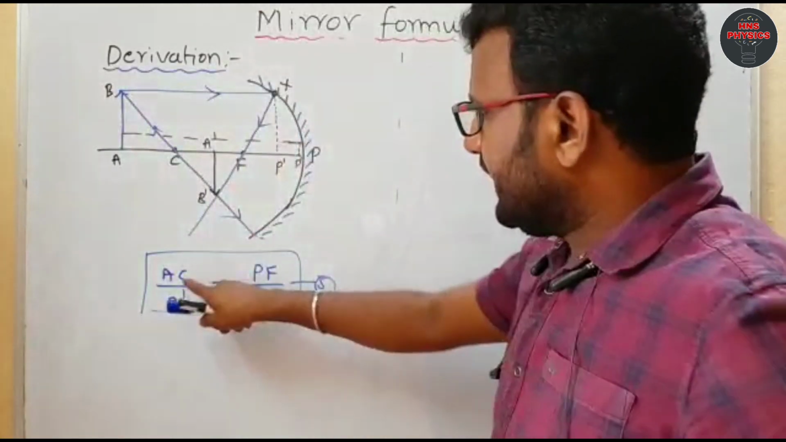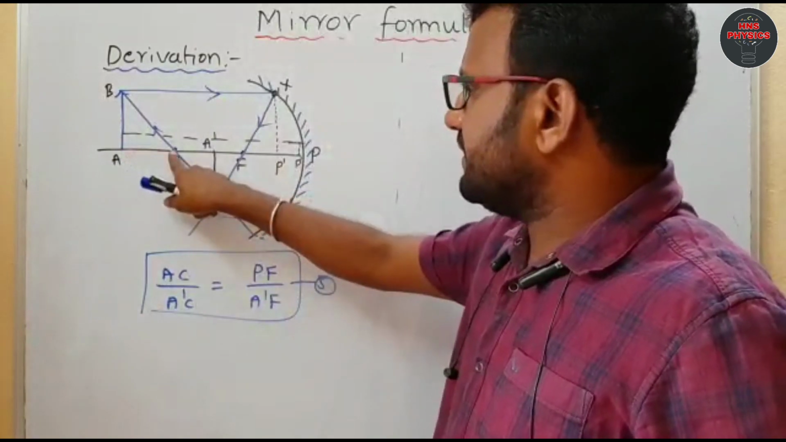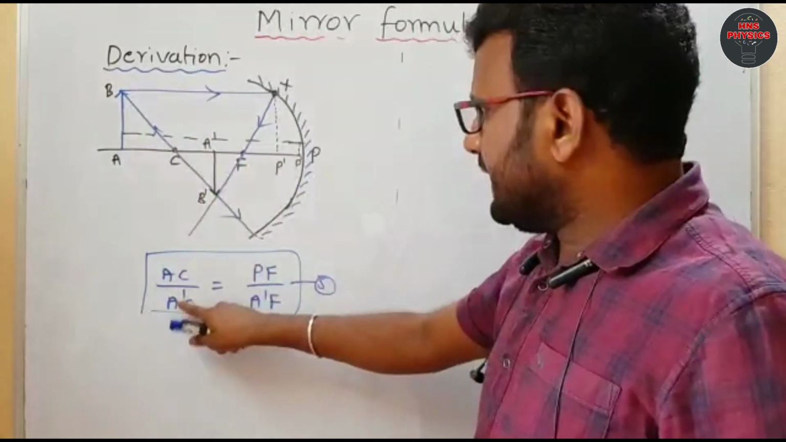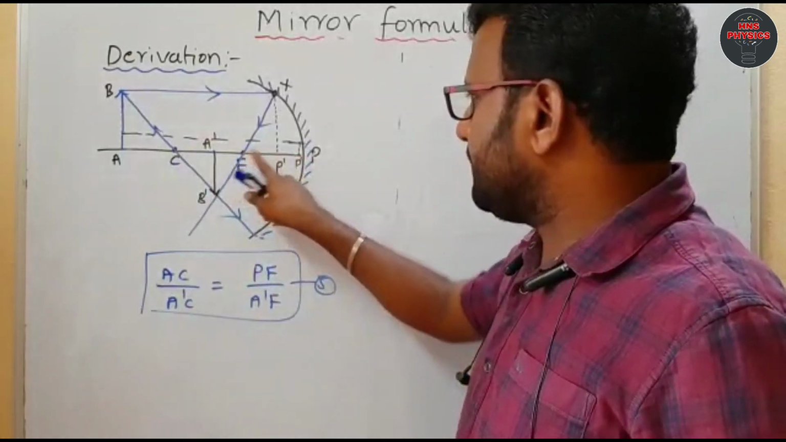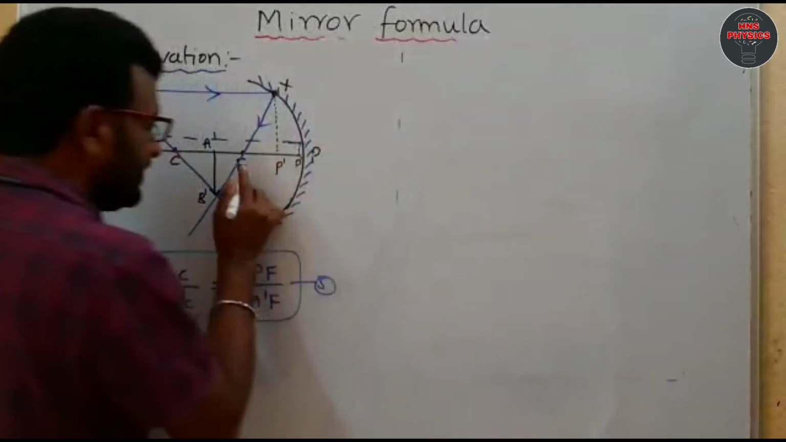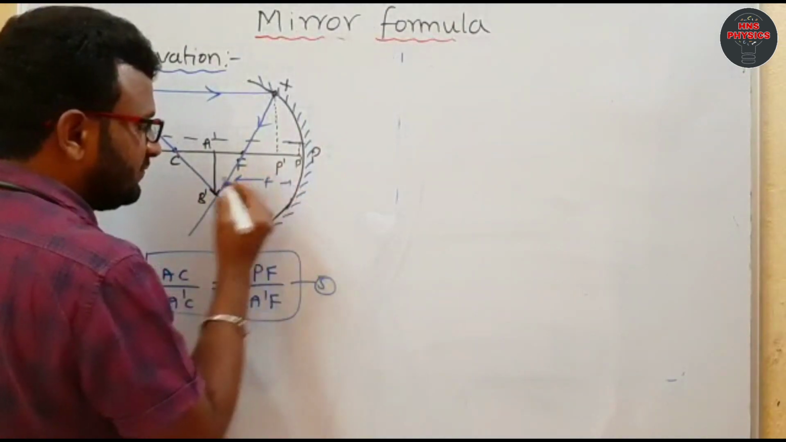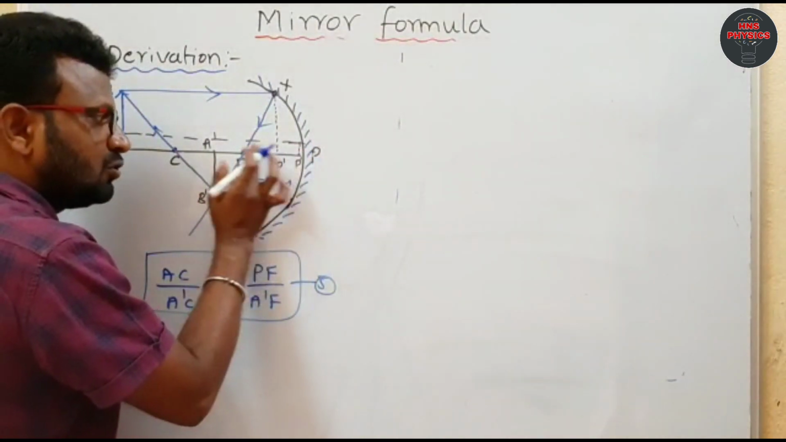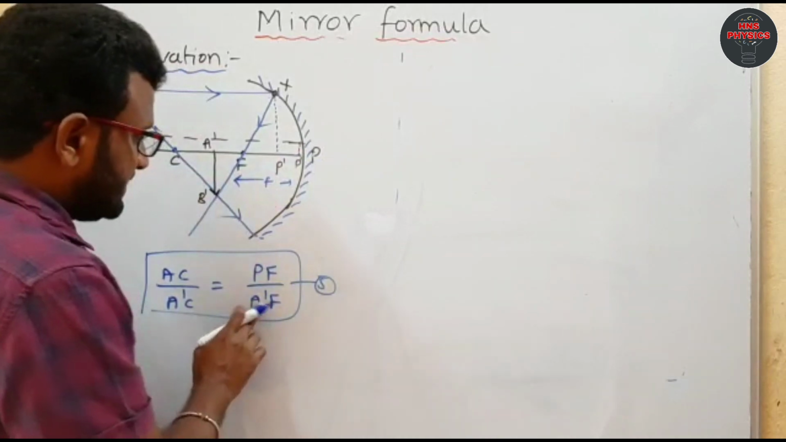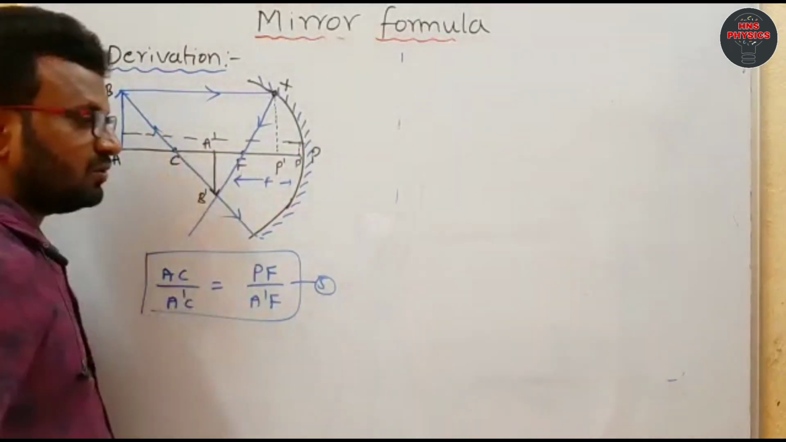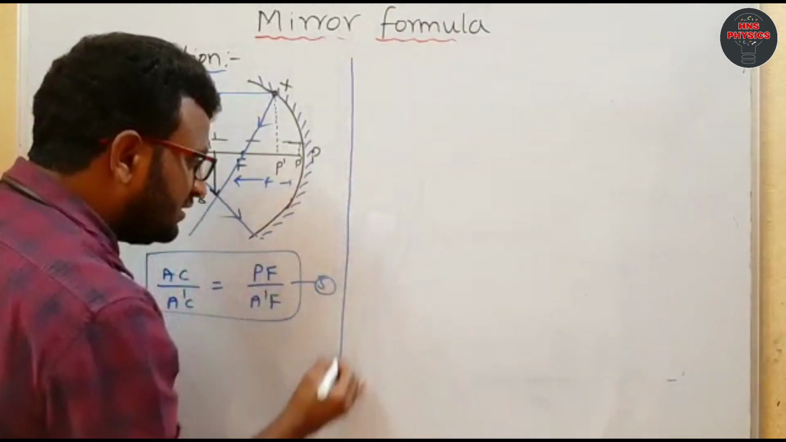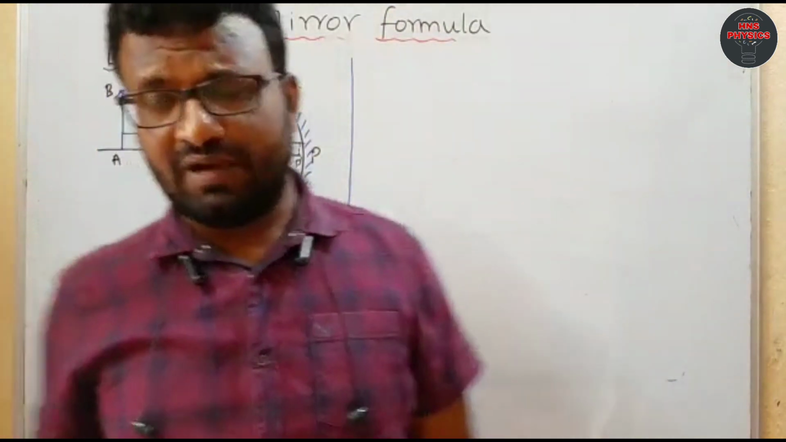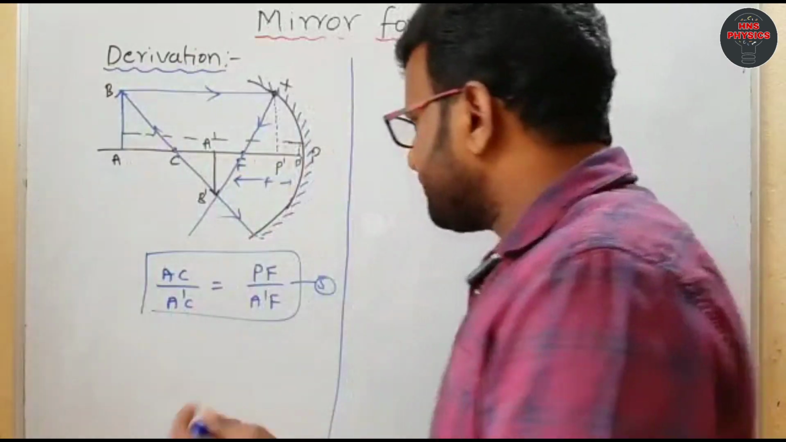Now if you see here, how many values do you know from here? AC, we don't know that value, right? A'C, from here to here also we don't know. PF, we know only this value. The PF is nothing but the focal length, the distance between pole to focus, right? And the A'F value also we don't know. For that purpose, these unknown values we can write in terms of known values.